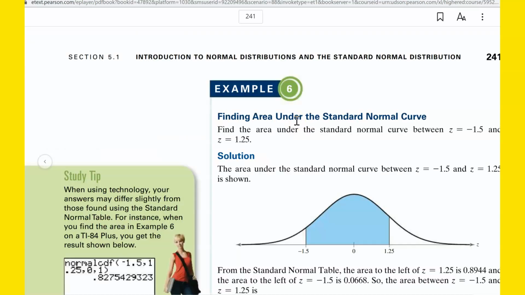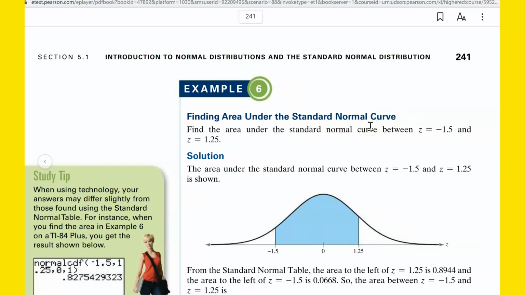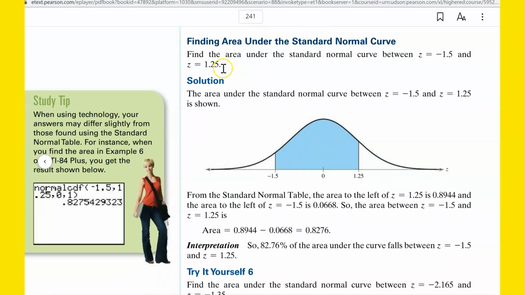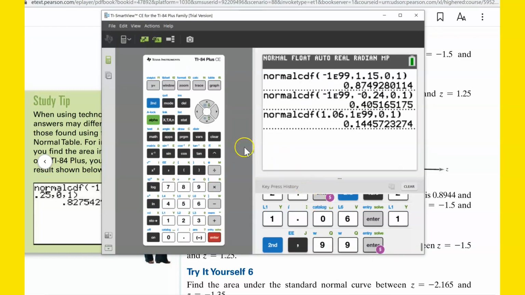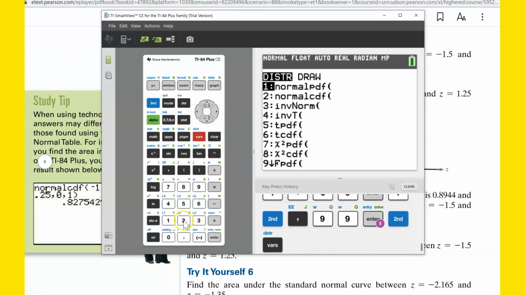All right, here's another good one. Again, a little different. Find the area under the standard normal curve between, so not below something, not above something, but between two things: between negative 1.5 and 1.25. Using a table, this would be a lot more complicated, but using the calculator is not complicated at all. All we have to do is the same process.